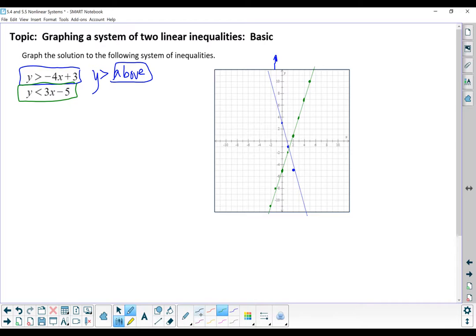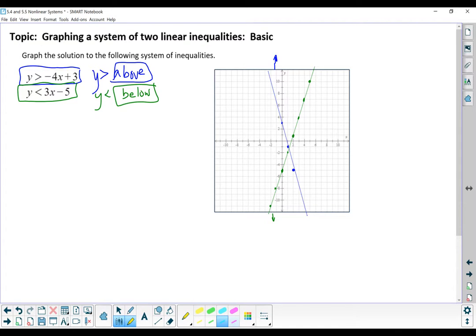And for our shading on this one, this is a y less than equation, so we need to shade below. So we need to figure out which of our 4 regions. Those two lines break up the coordinate plane into 4 regions, 1, 2, 3, 4. And we need to figure out which of the regions is the correct solution space.